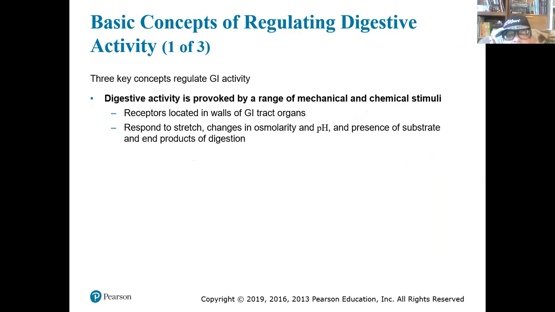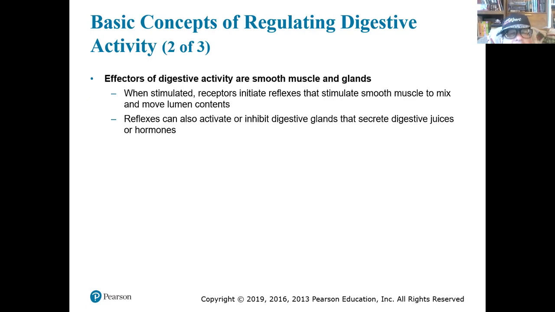Digestive activity is provoked by mechanical and chemical stimuli. You have receptors in the walls of the organs that let you know about stretch, about osmolarity, which is a fancy way of saying concentration. They let you know about the pH, the presence of substrate, stuff that enzymes work on. You remember enzymes work on substrates, and end products of digestion. So effectors of digestive activity are smooth muscle and glands. That makes perfect sense.